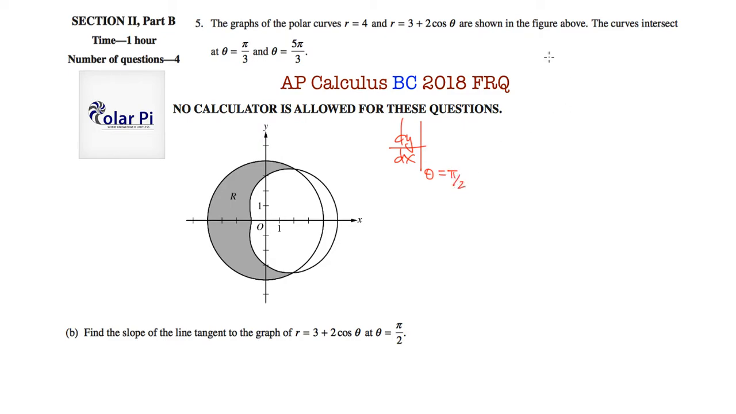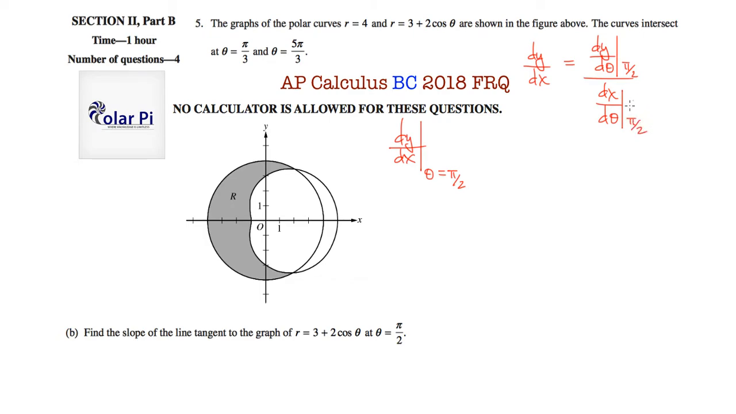Now, notice that dy/dx is equal to dy/d theta divided by dx/d theta, right? If you simplify what I just wrote, dy/d theta divided by dx/d theta, then you will get dy/dx. And so all we need to do to find dy/dx at pi over 2 is evaluate dy/d theta at pi over 2, and then evaluate dx/d theta at pi over 2, and find the quotient, right? So pi over 2 here, and then pi over 2 here.